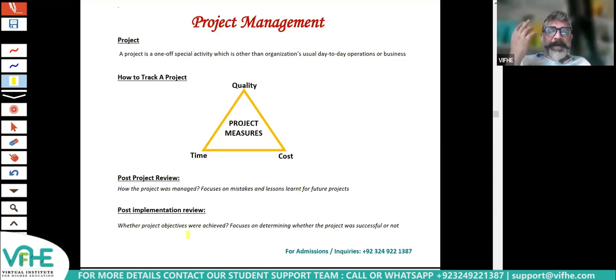Project management means, can you think of what is the meaning of project management? Read it in reverse, manage the project. So you think it is important to properly manage a project? Do you think it's important that the project should be properly managed? Everybody is saying yes. Why is it important to make sure that the project is properly managed? Why?